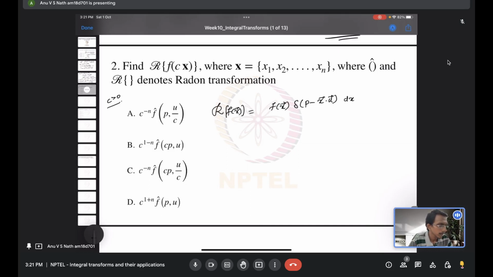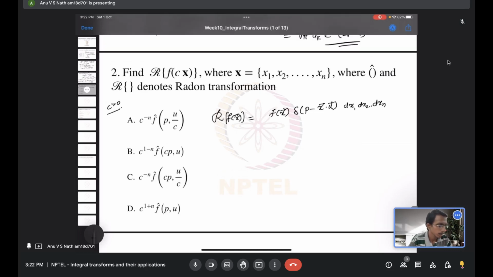Then dx, basically the dx in each direction, dx1, dx2, etc., dxn. So we'll have n of them. Similarly, n integrals here in all the directions from minus infinity to plus infinity. So we'll have n of them. Okay. All of them are from minus infinity to plus infinity.